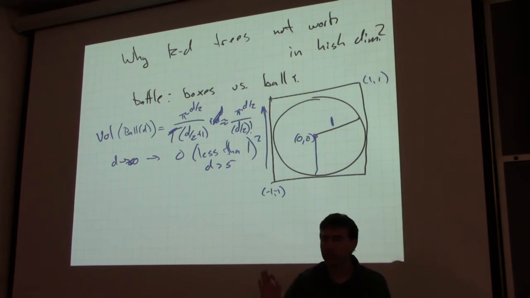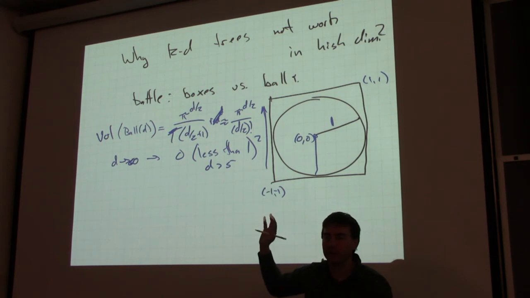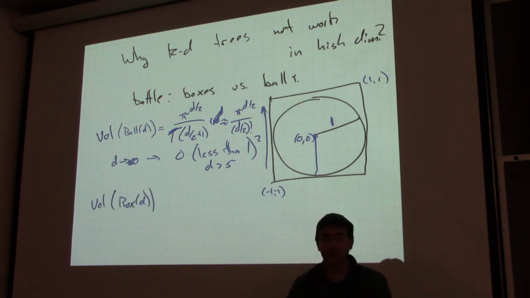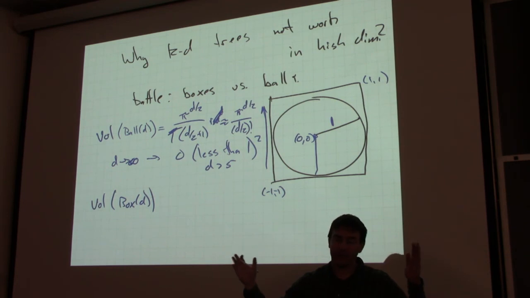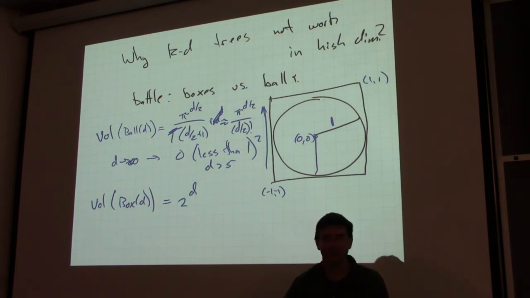Yep? Shouldn't the volume increase when the radius is 1 and decrease when the radius is half? Yeah, so there's this radius to the power d going on, but I've set the radius to 1. So let me just show you, to complete this, the volume of the box in d dimensions. Remember now, this is a box where the radius is 1, which means the side length is 2, right? So the volume of this is 2 to the d.